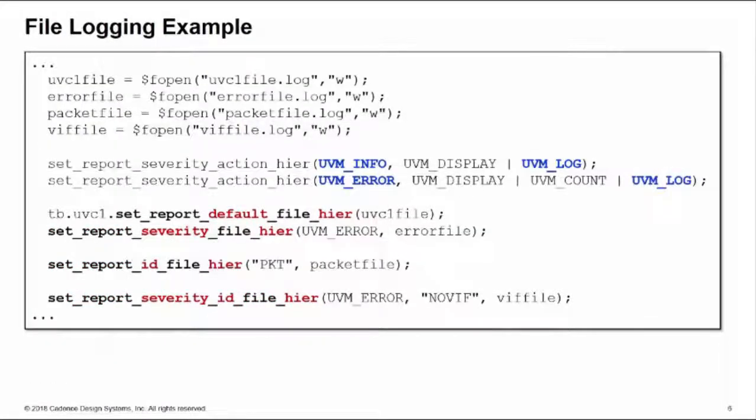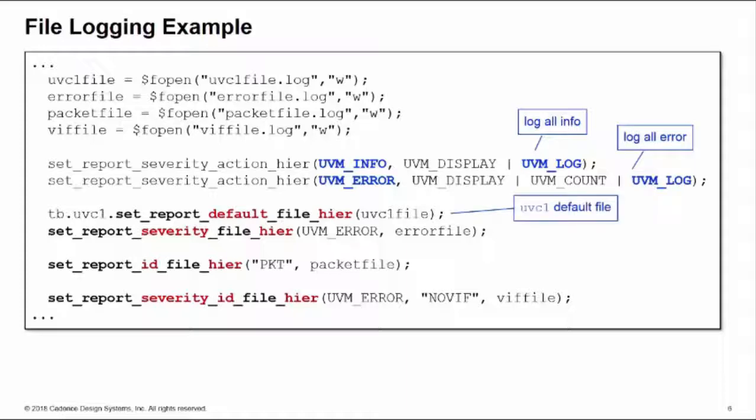So let's show you an example. So here I'm opening four separate files, UVC1, error, packet file, and VIF file. I'm then going to add the log action for all of my info messages and also for all of my error messages. Then I'm going to set a default file destination under the hierarchical path tb.uvc1. So all of my reports in the UVC1 hierarchy will be written to UVC1 file. But then I set a severity file destination for all of my error messages. This will take priority over the UVC1 default file destination.